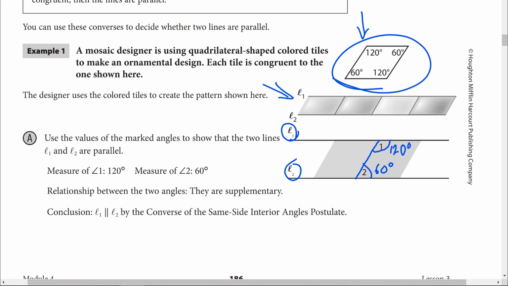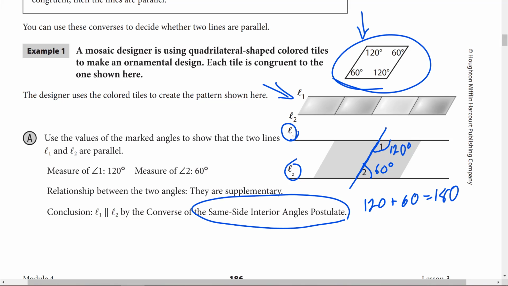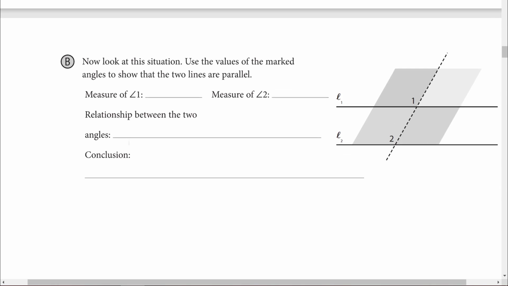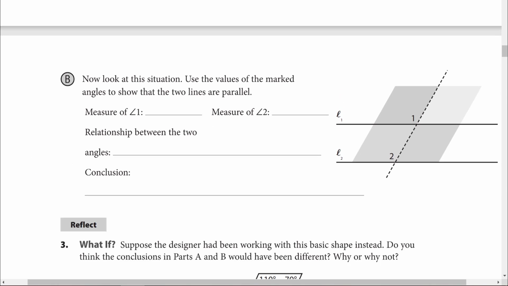So we have our transversal here and our two lines. Because 120 plus 60 equals 180, that makes angle 1 and angle 2 supplementary. Supplementary angles, if they're same side interior, make the lines parallel. So by showing that those two angles are supplementary, we've proven the two lines are parallel. Let's try another one. This time we're going to set those same tiles up, but in this configuration.